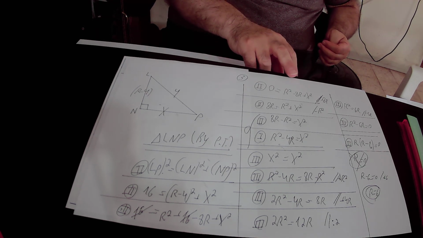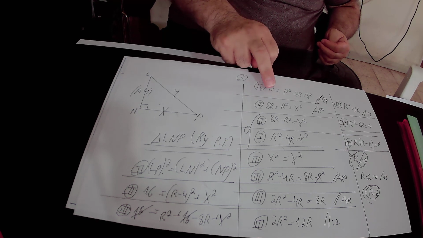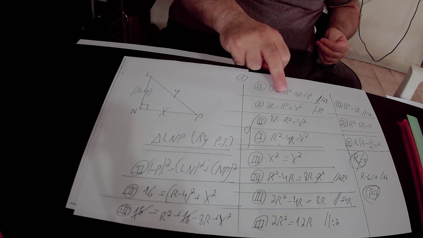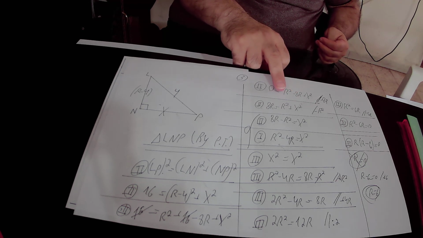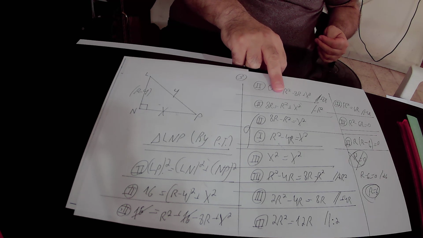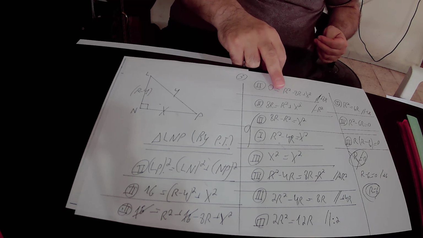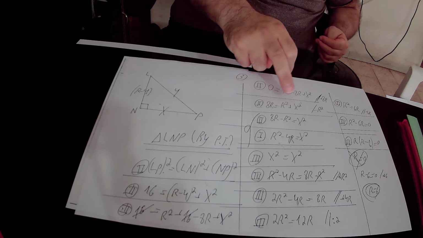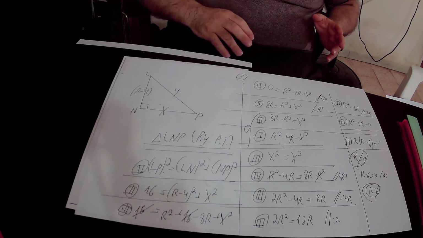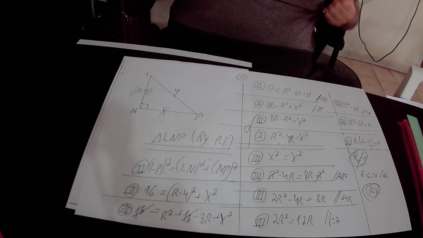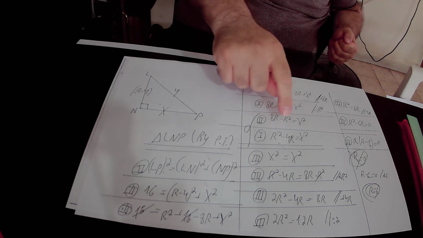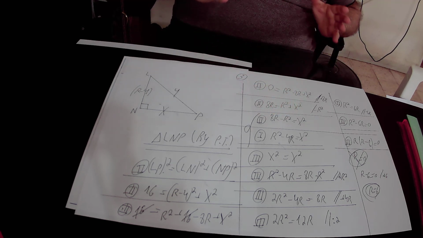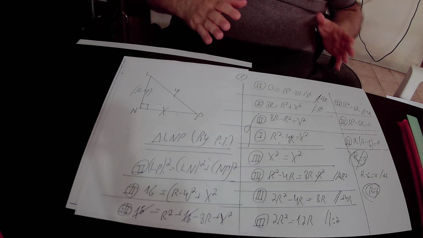Here we added 8r to equation number 2. 0 plus 8r is 8r, which equals r squared plus x squared. Here we subtracted r squared from this equation, and we found out that according to equation number 2, x squared equals 8r minus r squared. But according to equation number 1, we have already found out that x squared equals r squared minus 4r. So we have two different expressions for x squared.